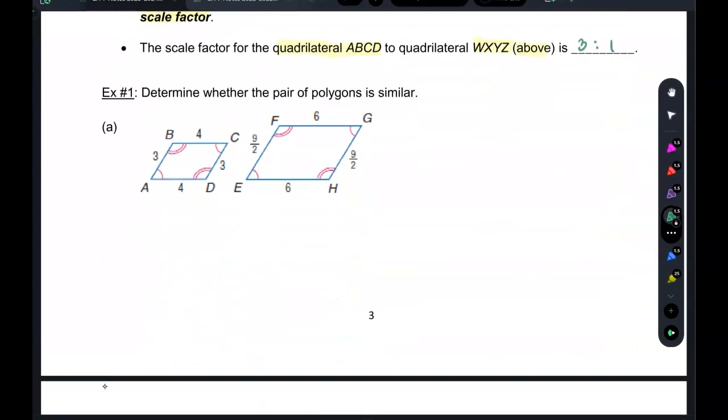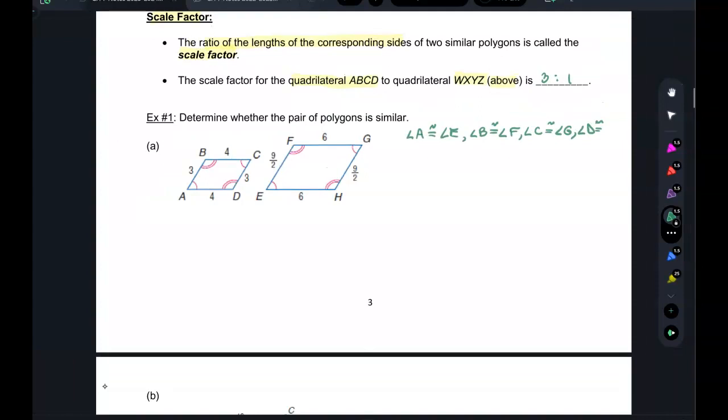All right, let's determine whether the pair of polygons is similar. So first we look at angles. Angle A is congruent to angle E, right? Angle B is congruent to angle F. Angle C is congruent to angle G, and angle D congruent to angle H. So all the angles are congruent.